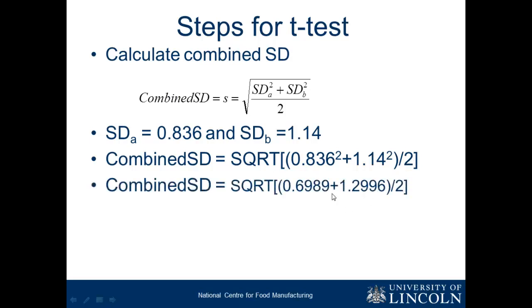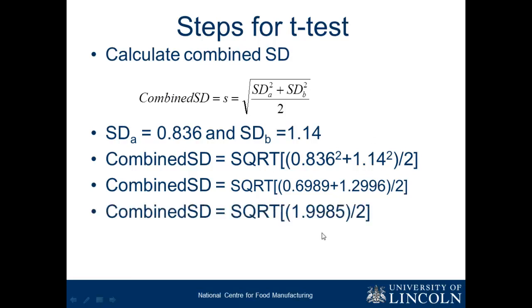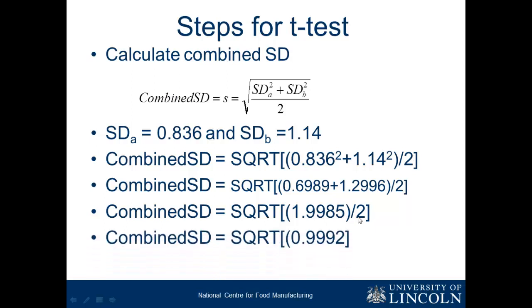Let's look at what happened. When you square this, you have this. When you square this, you have this. They are their variances. Add them together, you have this. Then divided by 2, you have 0.9992. Then you find the square root, and the combined standard deviation for that sample equals 1. So we've gotten the combined standard deviation.